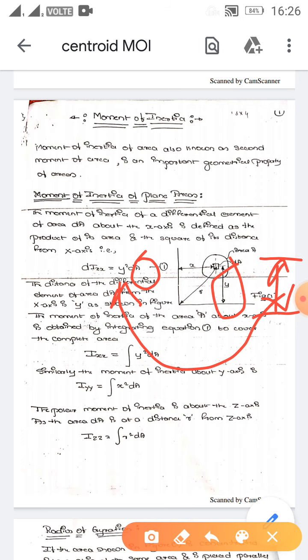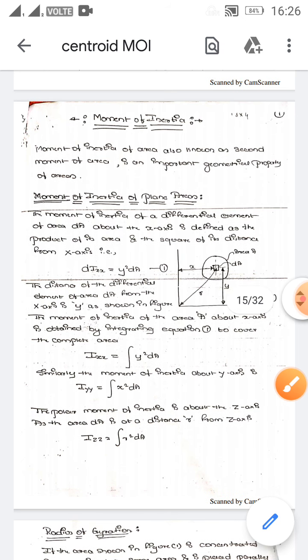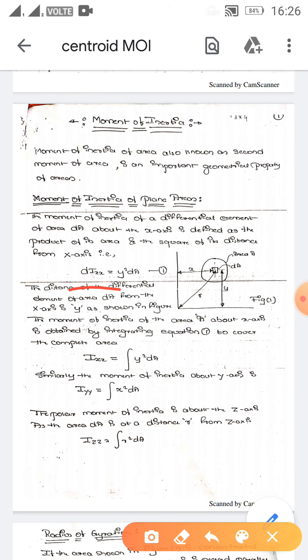Area into distance is moment of area, but moment of inertia is area into distance into distance. So it becomes area into distance square, as per the definition of the moment of inertia. In that case, we are getting this equation as y square into dA.